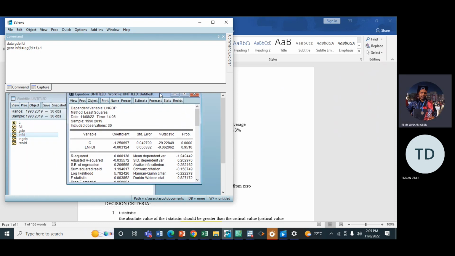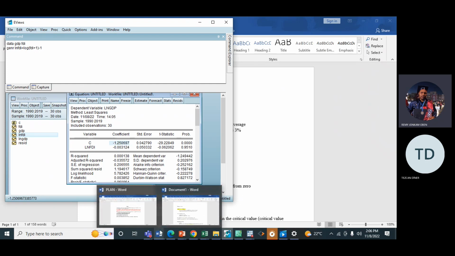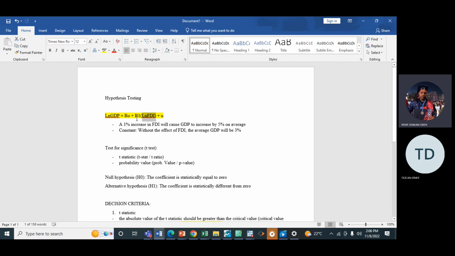Now, I'm looking at my coefficients. Okay, guys, here is C, so this is my constant. And here is ln FDI, this is the coefficient, right? So what is my constant? Negative 1.25. So I want to write my estimated equation. I'll come here and put constant is negative 1.25.